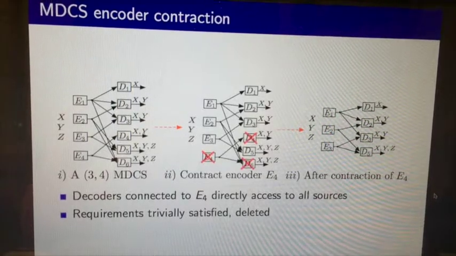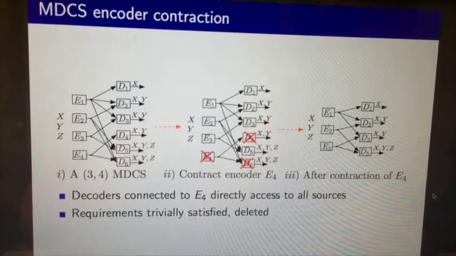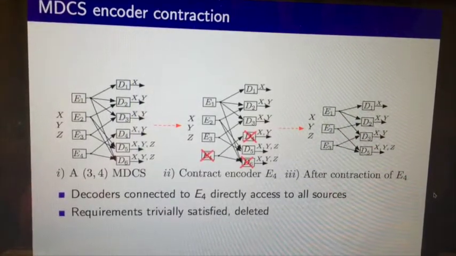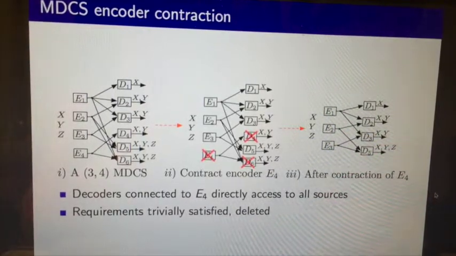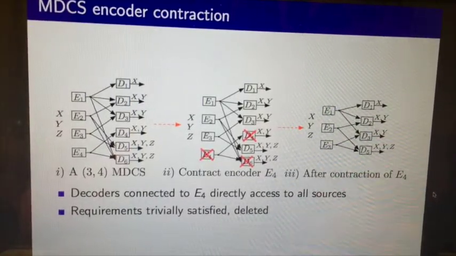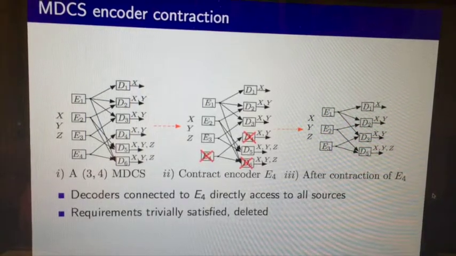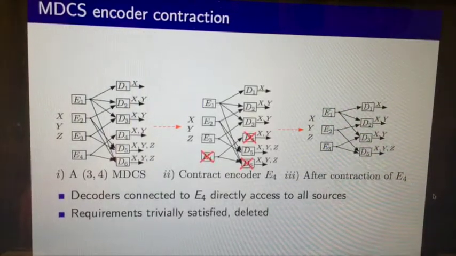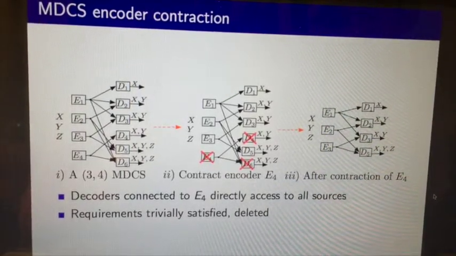Edge contraction corresponds to encoder contraction. Here, if E4 is contracted, all decoders connecting with it will directly have access to all sources, and all constraints are trivially satisfied. So these decoders will be deleted.